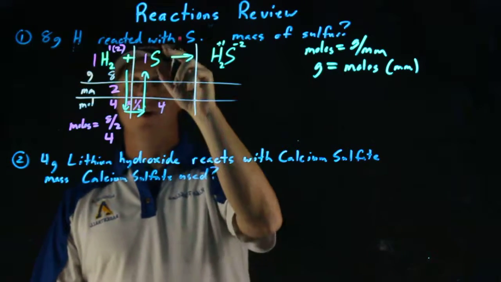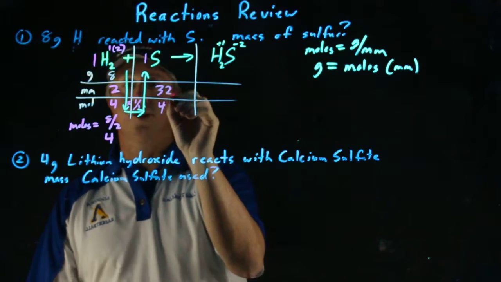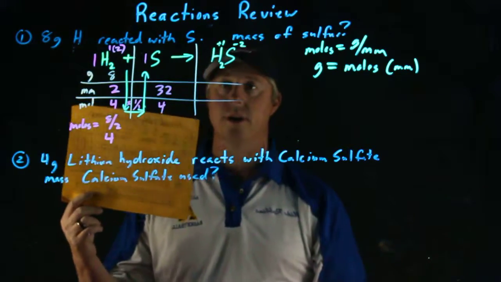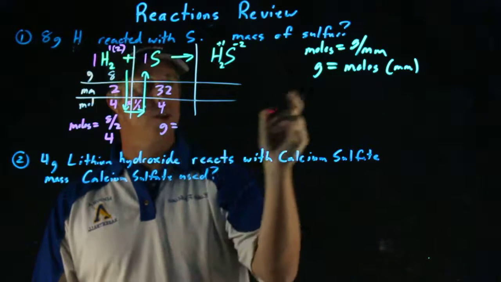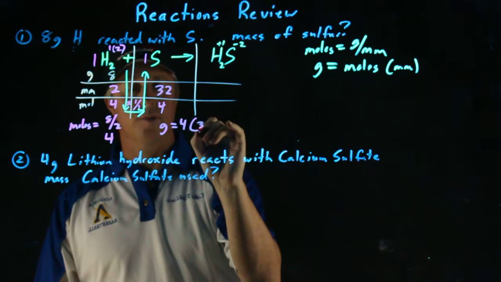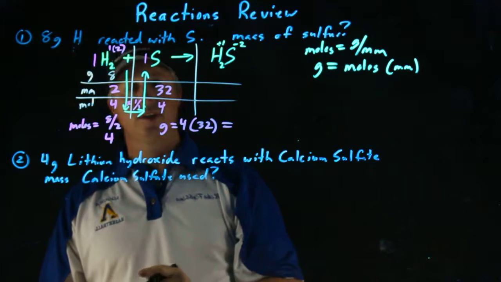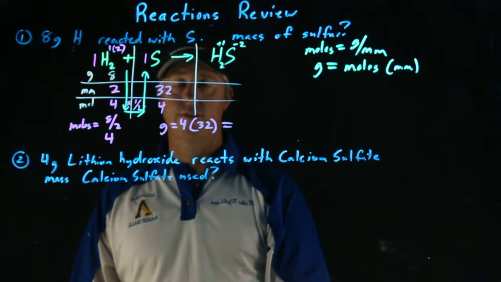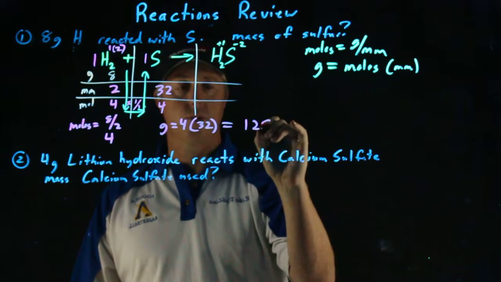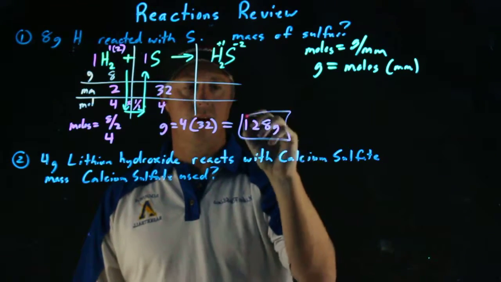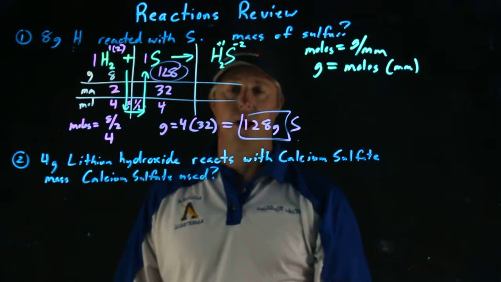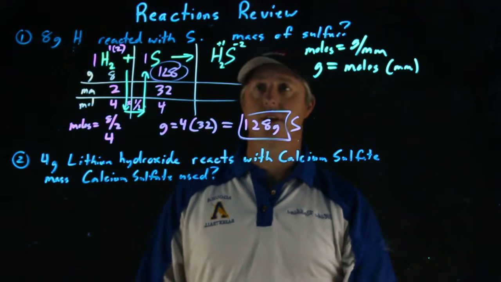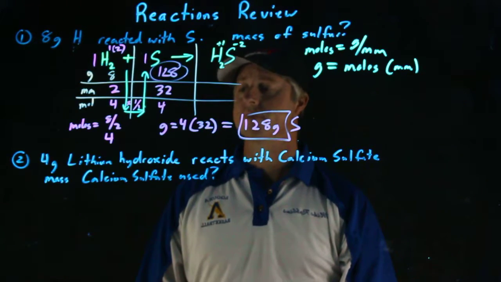The molecular mass of sulfur is 32. All you have to do is look it up on the periodic table. And now we need to solve. In this case, grams is equal to moles times molecular mass. And so you have 32 times 4. So 128 grams of sulfur. Normally I'd probably put the answer out here and that would be it. That's the answer I need.